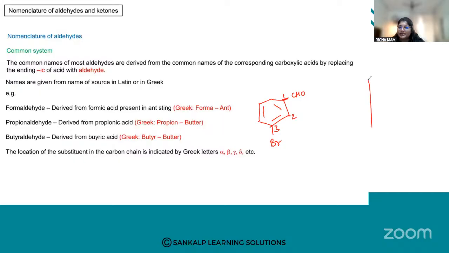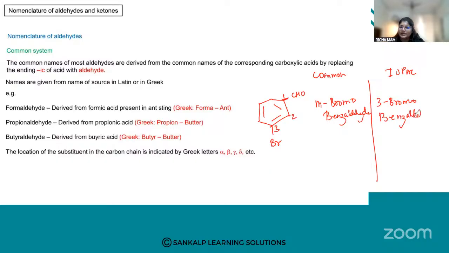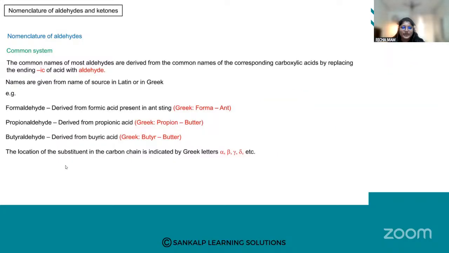Let me write the common name first, and then the IUPAC name. The common name will be meta bromo benzaldehyde. And the IUPAC name? 1, 2, 3, so 3-bromo benzaldehyde is the name of the compound. Is it clear? Yes. So let us go next to the nomenclature of ketones.